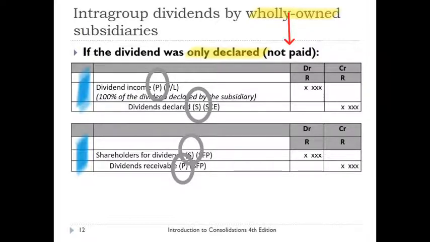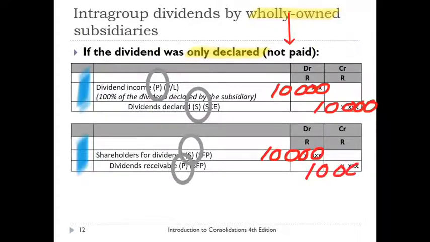It's combined balances and totals that I adjust, and the amounts I'm adjusting for come from the separate financial statements of P and S. If there was a dividend applicable here to the value of 10,000 Rand, the 10,000 Rand would have been eliminated against other income and dividends declared. Because it's a wholly owned subsidiary, the full dividend declared by S was declared to the parent. And then the full shareholders for dividend will also eliminate against the dividends receivable.